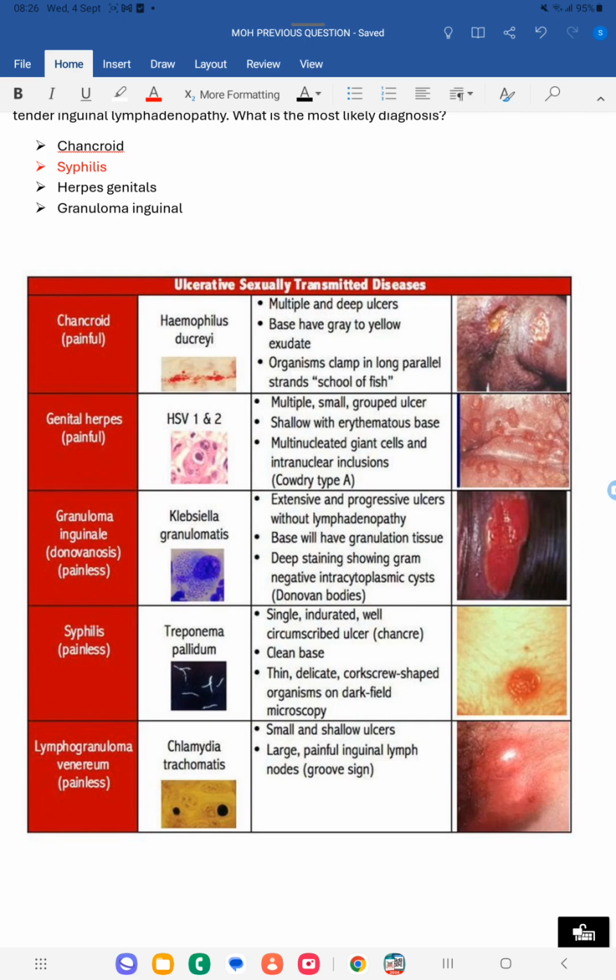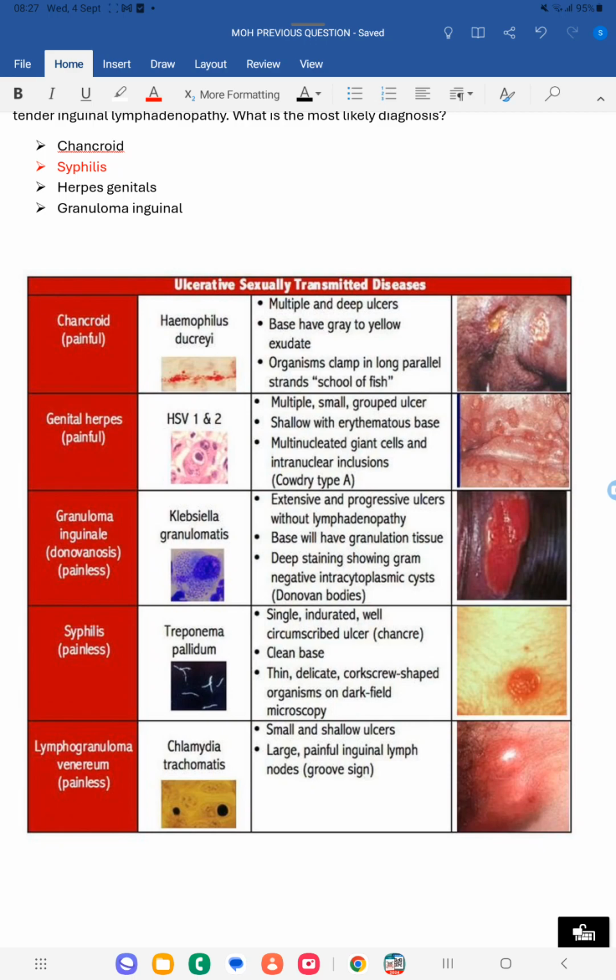In syphilis, it is a painless ulcer. The causative organism is Treponema pallidum. Painless ulcer is there, and along with it you are getting lymphadenopathy. Painless lymphadenopathy is there in syphilis, which they have not mentioned here, but you can get painless lymphadenopathy in syphilis. The organism is a corkscrew shaped organism, and you can identify syphilis in dark field microscopy.